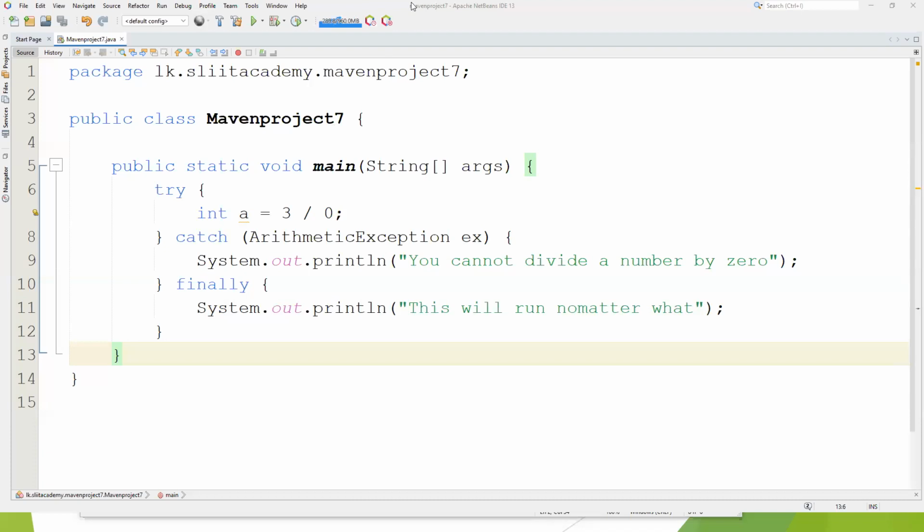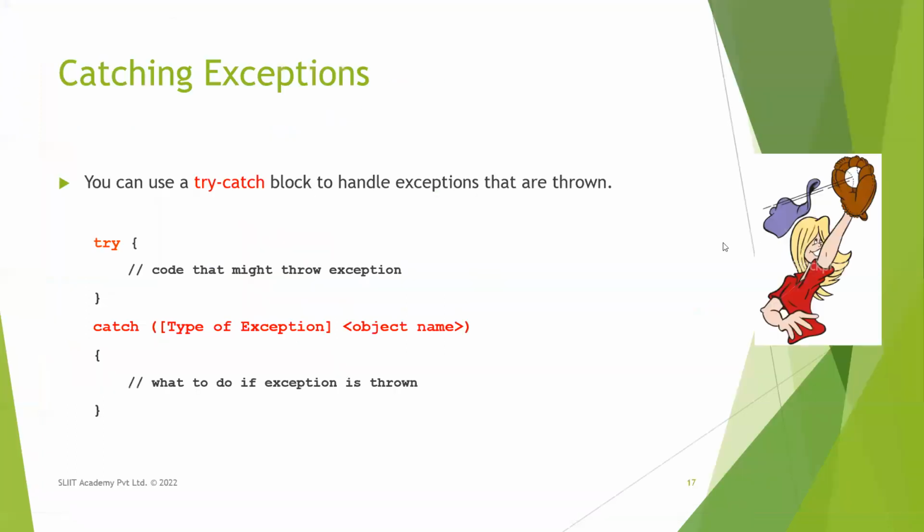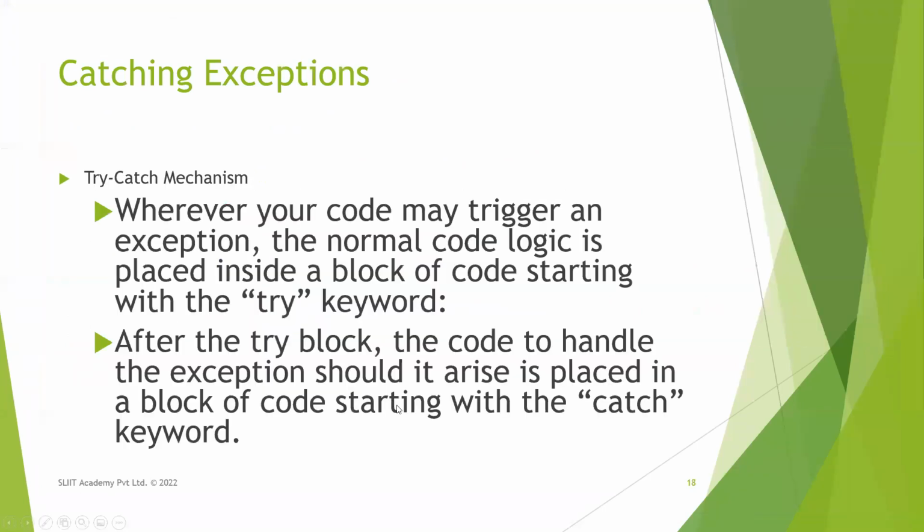So this is how you try to catch basic exceptions in your program. The try block is what might be throwing the exception, and catch is what will happen if the exception occurs. So the mechanism is like this. Whenever your code may trigger an exception, the normal code logic is placed in the try block. After the try block, the code to handle the exception should come. When you have an error, it should be put in the catch block.